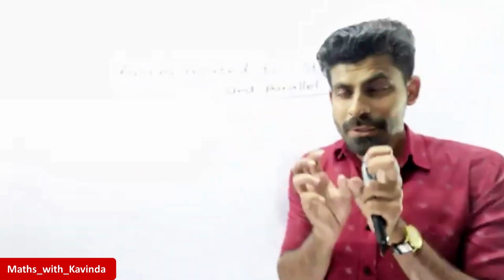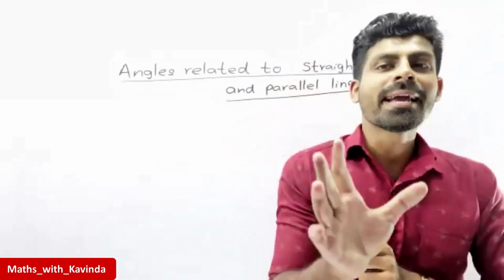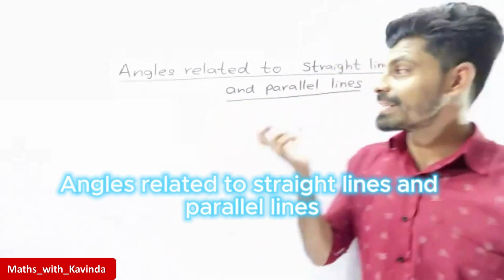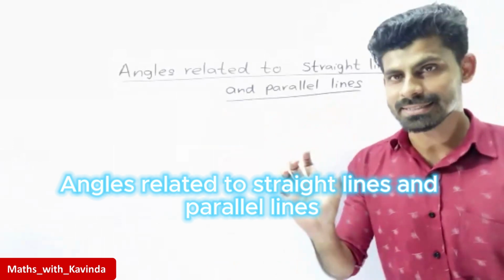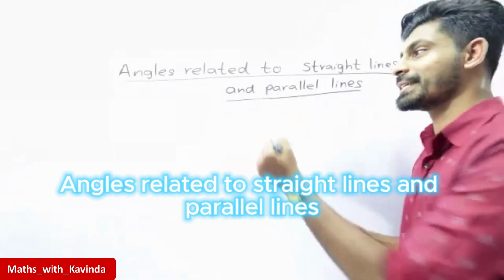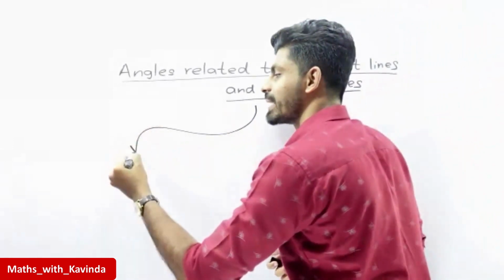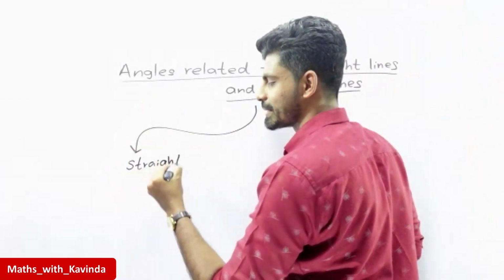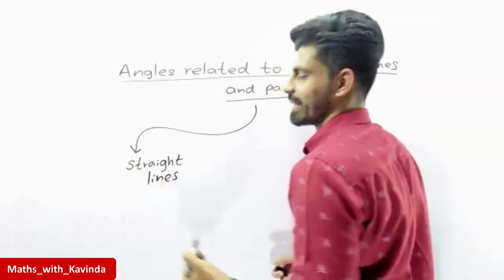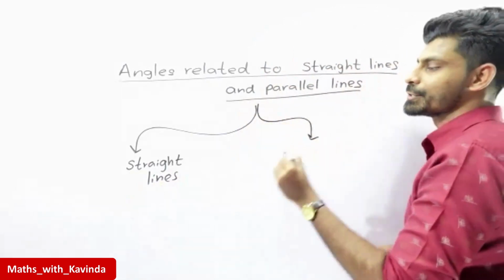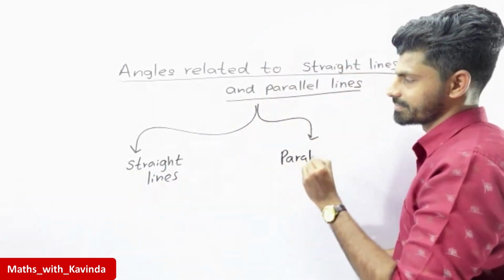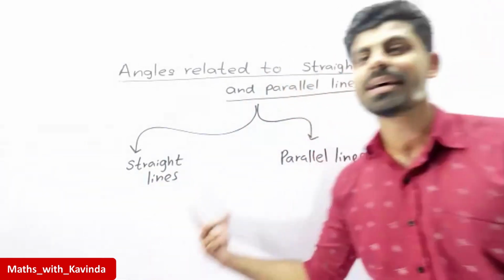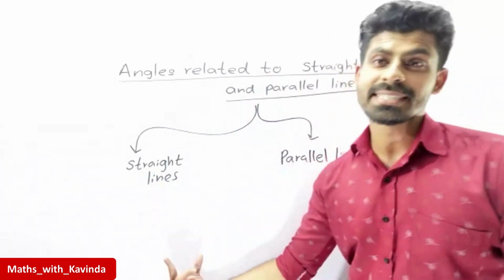In this lesson, we are going to identify what are the angles related to straight lines and what are the angles related to parallel lines. Basically, you can see there are two parts of the session. So those are the two angle types we are going to discuss in this lesson.